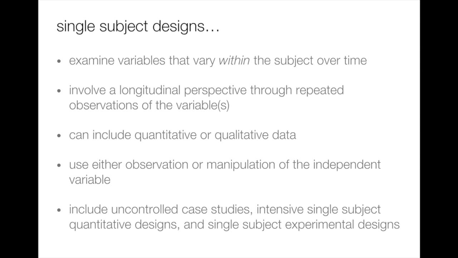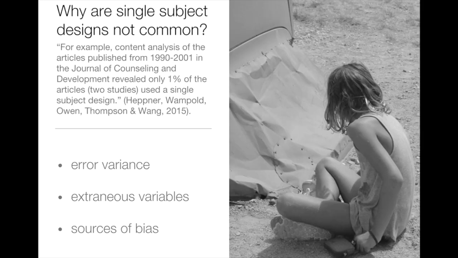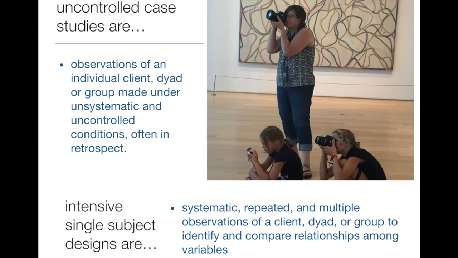Single subject designs are looking at variables within the same subject over a period of time through repeated observations of these variables. And some of the reasons they aren't as common today are because of perhaps some not very systematic ways that they've been done in the past that led to a lot of methodological issues, and it made it seem like it was unscientific. For example, the uncontrolled case study, where there's an observation of a client, but it's unsystematic, uncontrolled, in retrospect, or even if it is more systematic, they tend to have a lot of error in those things.